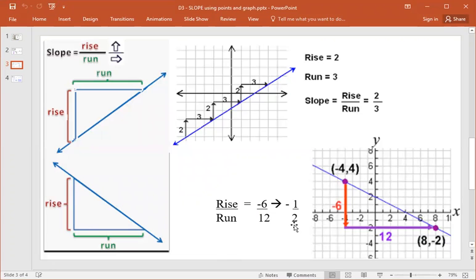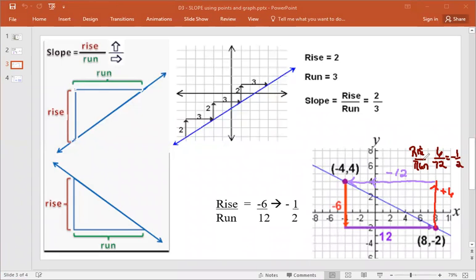Or I could have gone up first. If I counted from this point, I could have gone up positive 6, and then I could have turned and gone to the left negative 12, and this would still give me negative 1/2, because in this case, rise over run, 6 divided by negative 12 is still negative 1/2.